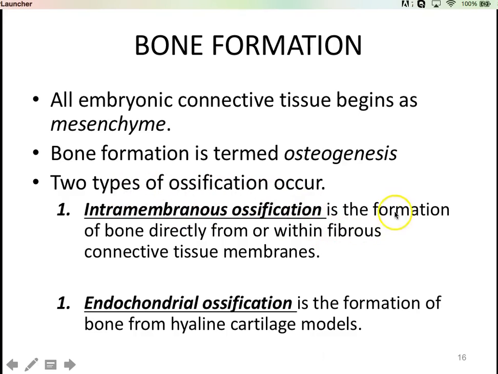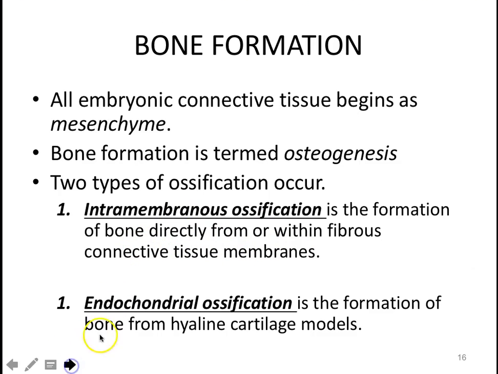Intramembranous ossification, they're slightly different. This is the formation of bone directly from or within fibrous connective tissue membranes. So again, intramembranous, we're forming it from within a connective tissue membrane. Endochondral ossification is slightly different. We're forming bone from a hyaline cartilage model. So we actually create cartilage, we make it look like the bone, and then we're going to turn that into bone. This isn't quite the same. It's more from a connective tissue membrane.